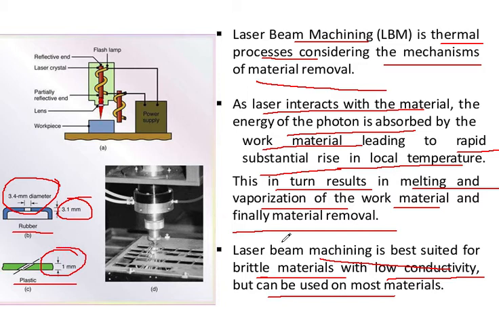So this is the thing, and if you have a look at this particular figure, then you can see in a very simple manner that there is a power supply, a flash lamp, a reflecting end, a laser crystal, and a partially reflected end. You can see this with the help of this lens. I told you that you are going to focus the laser beam with the help of a lens, and you see over this workpiece, it has been ejected. What happens? The material gets melted, it gets vaporized, and the material is removed.